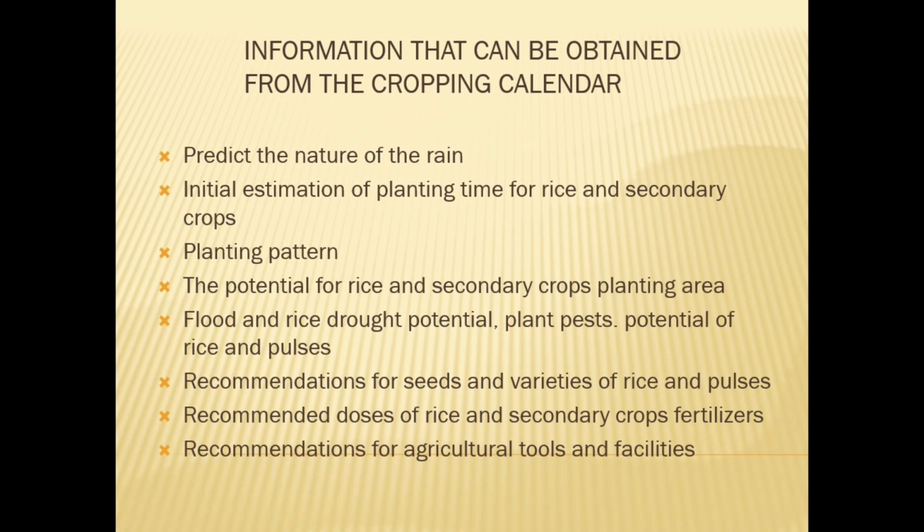In the cropping calendar, we can also see the planting pattern, the potential production from the cultivation we do, then the prediction of environmental stress, pests and disease outbreaks or others. The cropping calendar also lists recommendations of seeds needed, varieties used, and how to manage the field production: fertilizer recommendation, selection of secondary crops, and machinery and tools used in managing field production.